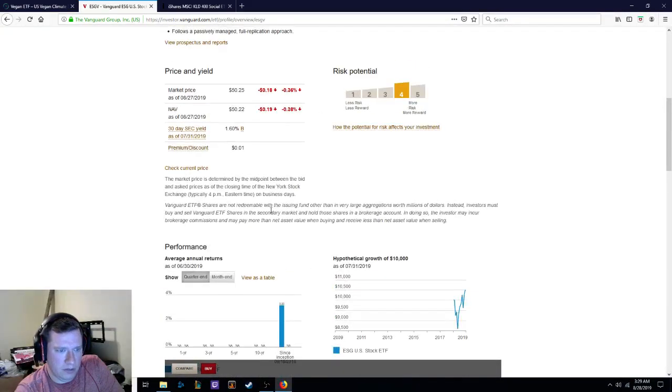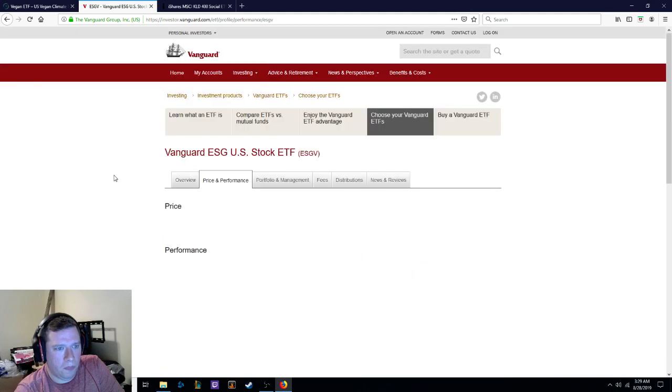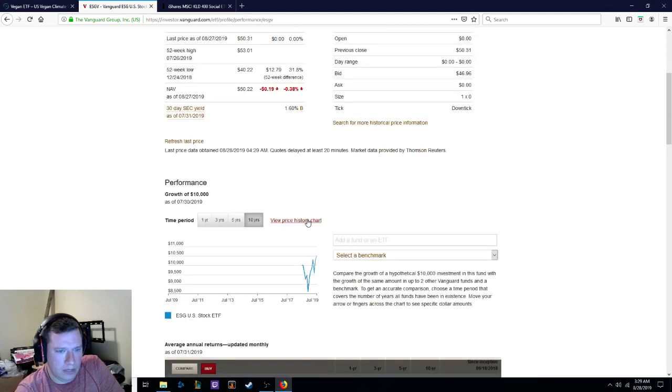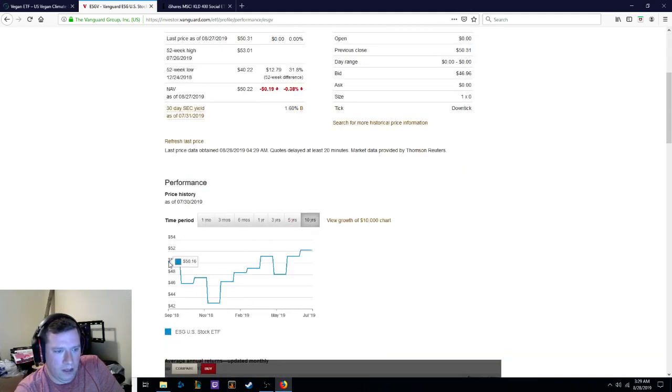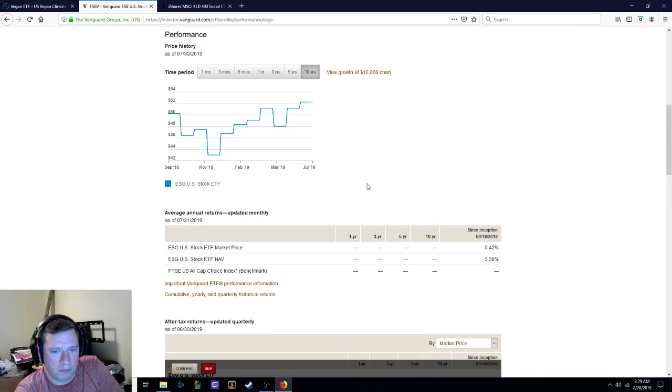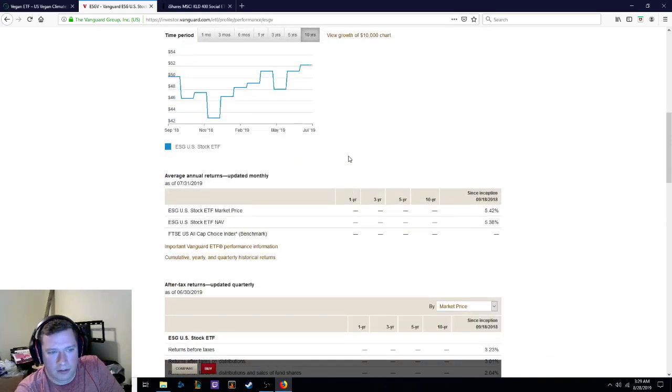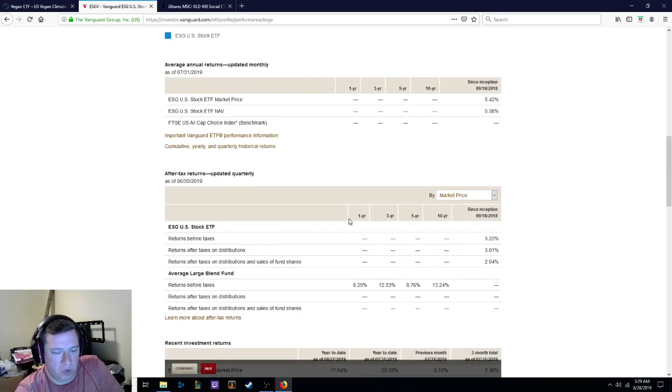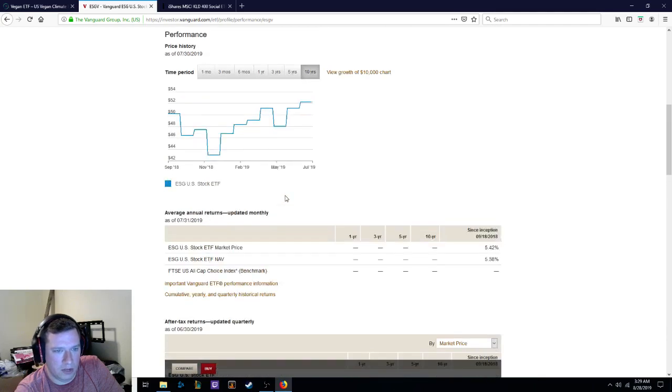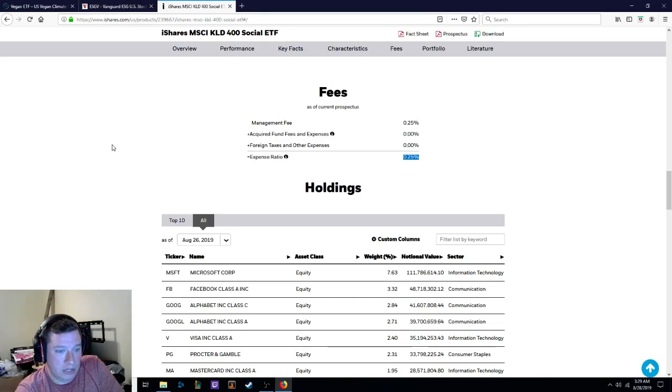And as you can see, let me find it here, performance. And so here, it goes back to about September of 2018. As you see, it took a dip here in November of 2018, but then it's had a steady increase, which is good. And why is it not? I don't know why it's not working, but anyway, as you can see, there's been a good amount of growth there.